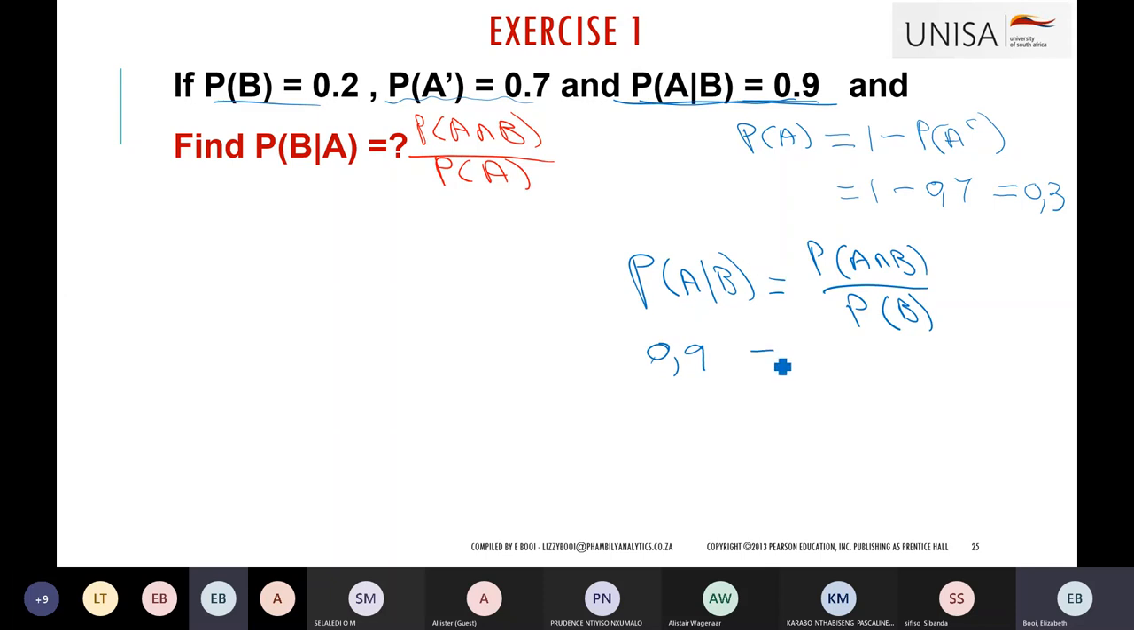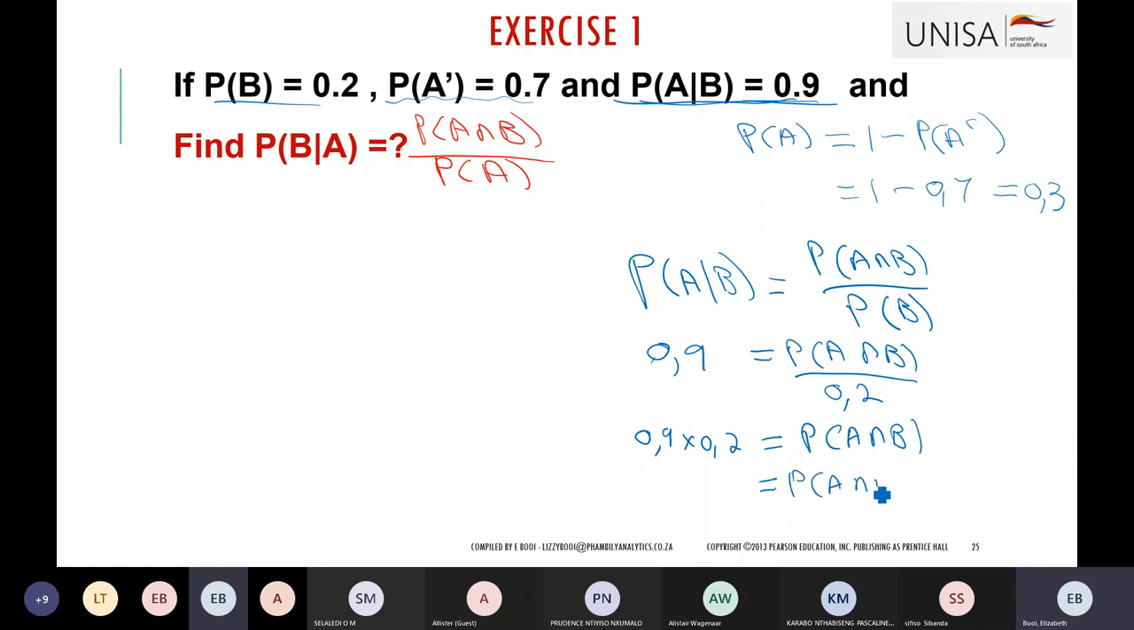Substituting, 0.9 is equal to the probability of A and B divided by the probability of B, which is 0.2. Then I can use my multiplication rule: 0.9 multiplied by 0.2 is equal to the probability of A and B. Therefore, my probability of A and B will be equal to 0.9 multiplied by 0.2, which is 0.18. So I now have my probability of A and B.